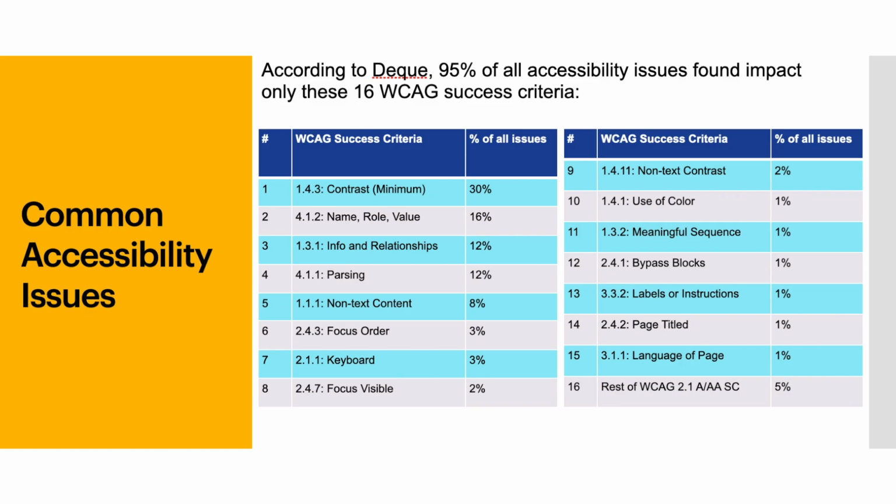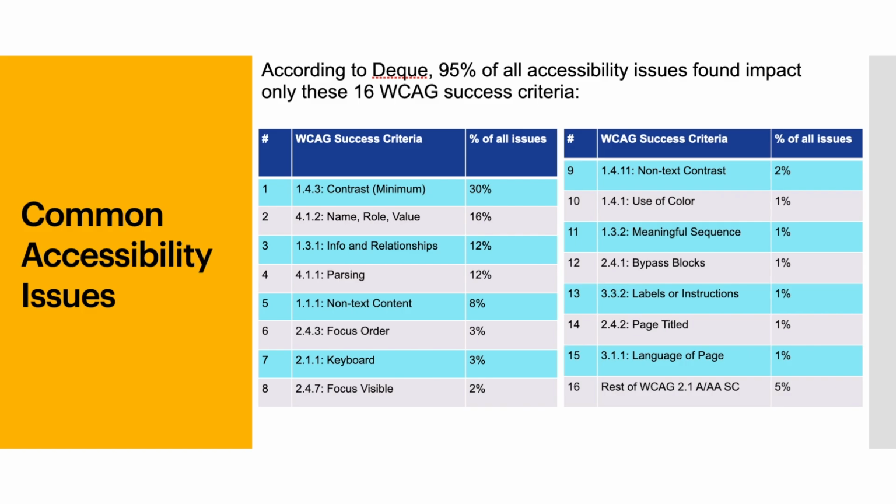Moving on, we have a list here which outlines common accessibility issues. According to DQ, 95% of the accessibility issues stem from just 16 WCAG success criteria. One of the most common issues is low contrast, which makes text difficult to read for users with visual impairments.